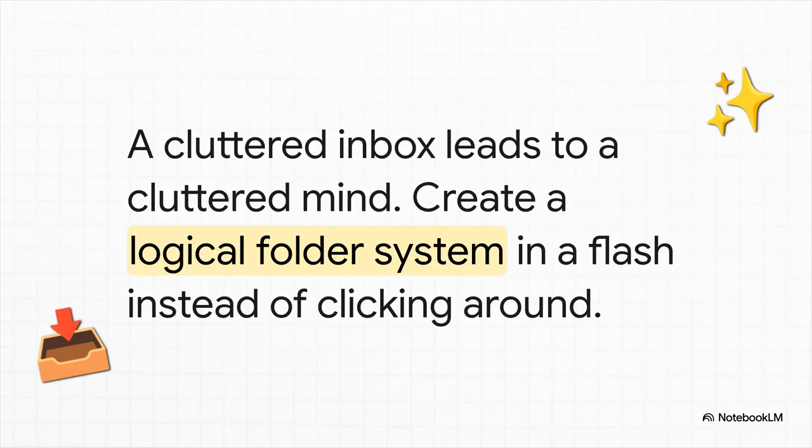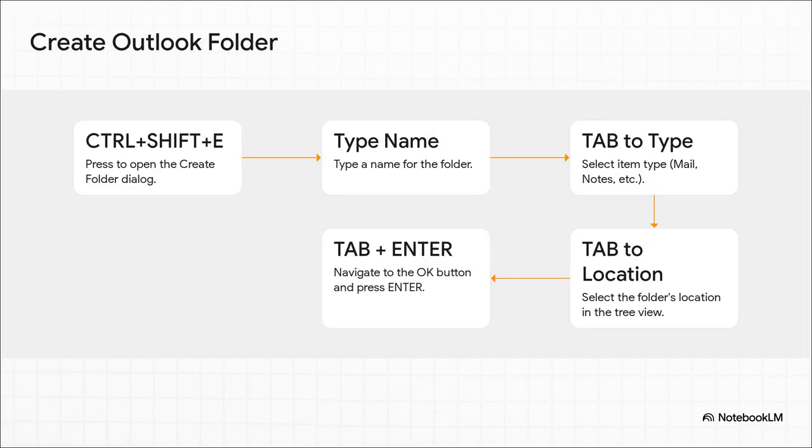You know that feeling, right? You open your inbox and it's just overflowing. It's honestly stressful. Now, the key to taming it is a good folder system, but let's be real, who has the patience to click around and create all those folders? We're going to do it in a flash, keyboard only. Okay, so here's the magic key, Control-Shift-E. That one shortcut pops open the Create Folder dialog. It's that simple. From there, you just type in whatever you want to name it, tab over to make sure it's for mail, tab again to pick exactly where you want it to live in your folder list, and then just tab to OK and hit Enter. Boom, done. A brand new folder made in 5 seconds.